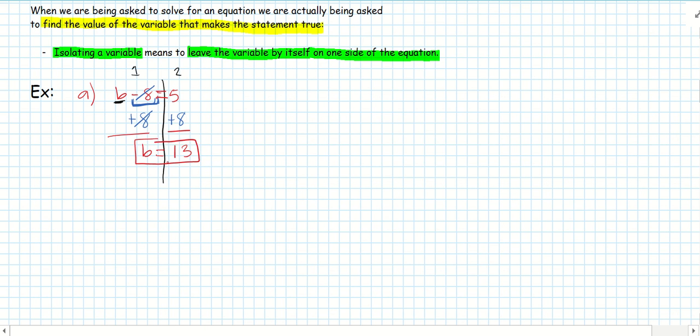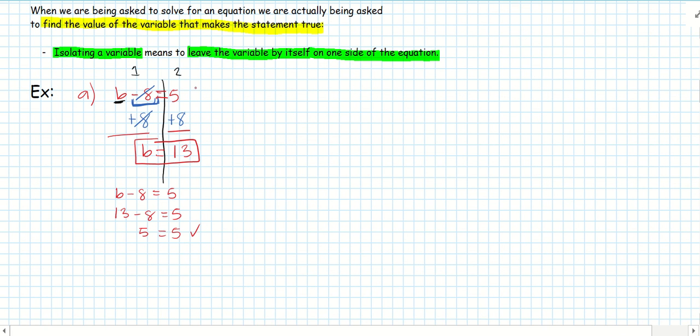And now we can double check that solution. The way that we double check it is we can replace this 13 into the original equation. So we had b minus 8 equals 5. We can just plug in 13 for b. So 13 minus 8 equals 5. 13 minus 8 is 5. So notice how both sides of the equation are the same. That means that it's true. The equation holds, and b equals 13 makes the statement true. So b equals 13 will be the solution.